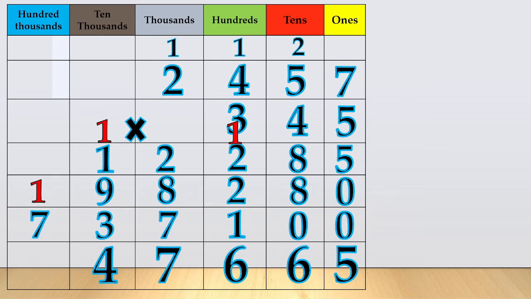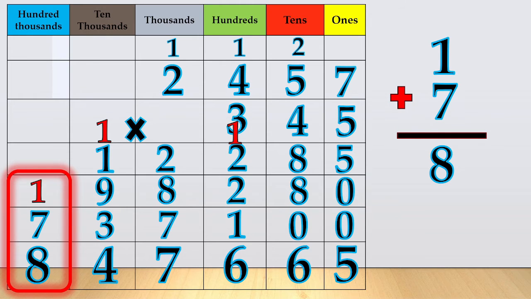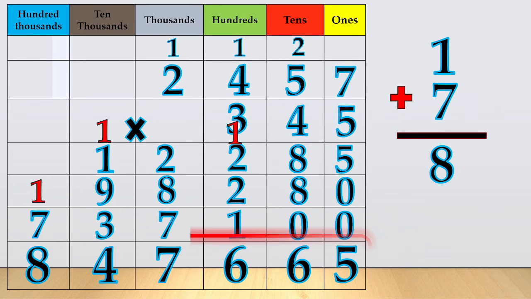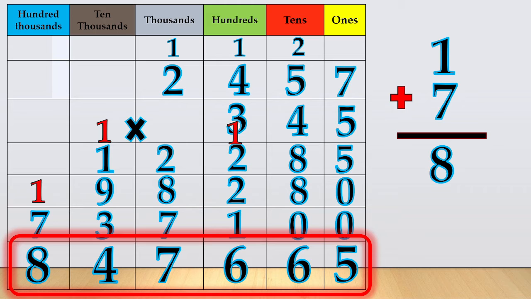Now, we are going to add 1 plus 7. 1 plus 7 is equal to 8. So, the final product is 847,665.